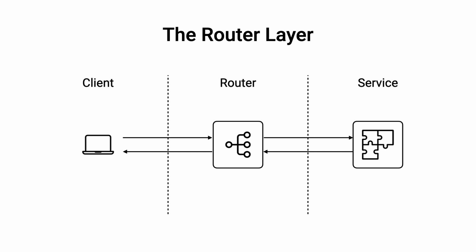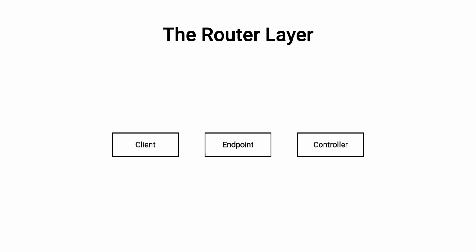In that case, the request-response lifecycle can be illustrated by the following schema, where the client sends a request to an endpoint, the request is forwarded to the controller, and the controller sends a response back to the client.